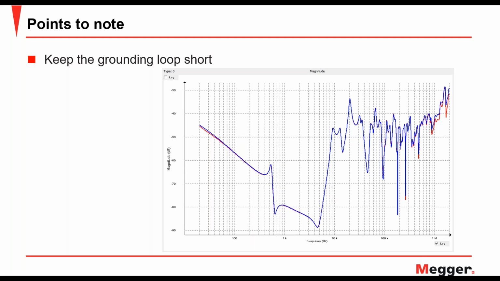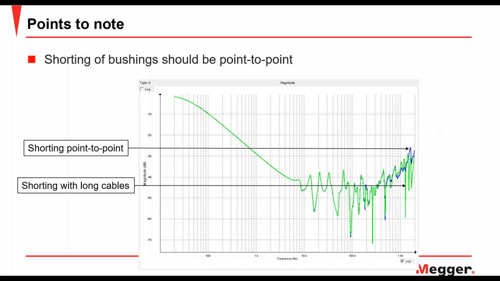Here you have two measurements done with different lengths of grounding braids in the circuit, and you can see that there are deviations in the higher frequency range. When you run short circuit measurements, you want to make sure that the secondary bushings are short circuited from point to point. If you use really long cables, that creates additional resonance points in the higher frequency range, as you can see in this example. So the shorting does influence the short circuit measurements.